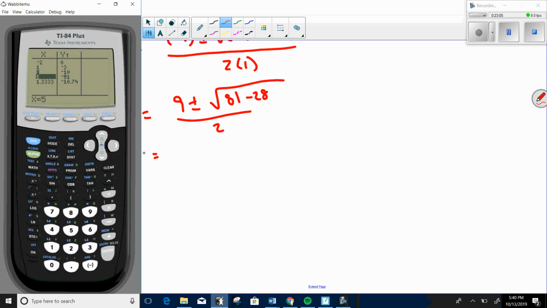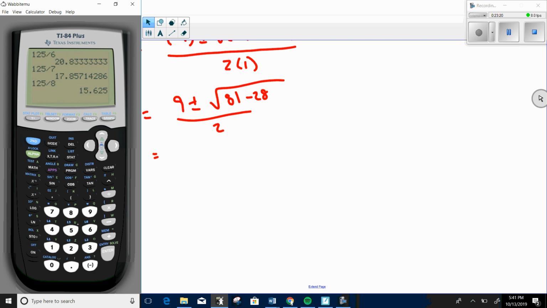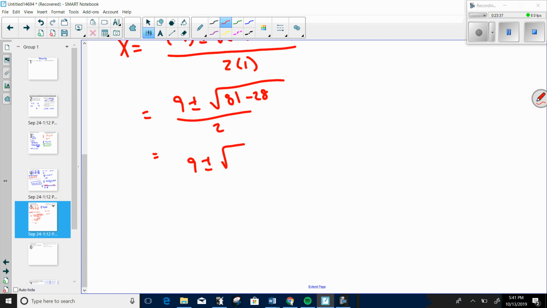Let me double check so I don't screw up. 81 minus 28 is 53. Yeah, that makes sense. Okay. So this becomes 9 plus or minus the square root of 53 divided by 2.